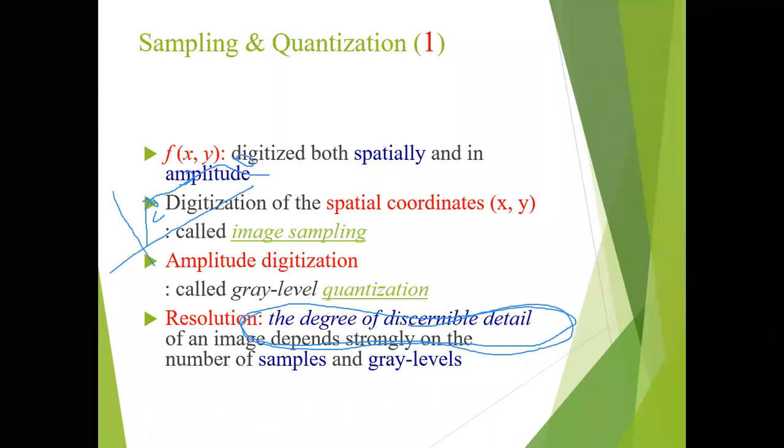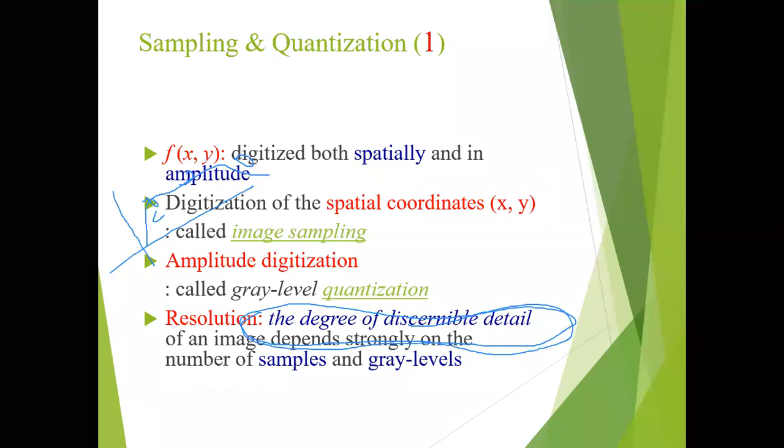Resolution is the degree of discernible detail of an image, and it depends strongly on the number of samples and gray levels. If you want a higher-resolution image, you need to take more samples and more gray levels. If the samples and gray levels are fewer, the picture resolution is very low. The very important thing is how many samples and how many gray levels I have to take. That depends completely on the purpose of your application.